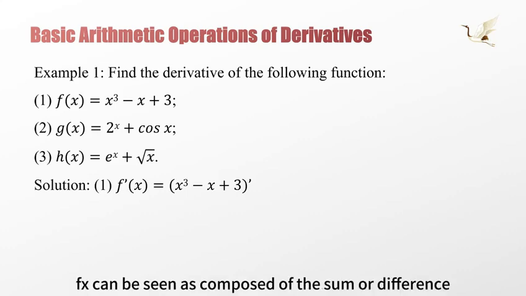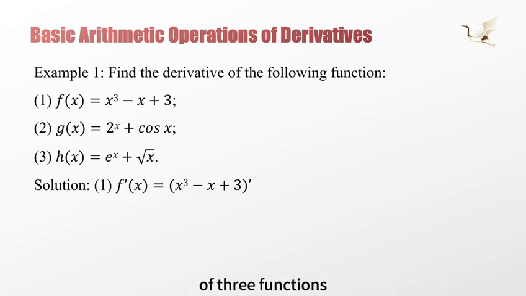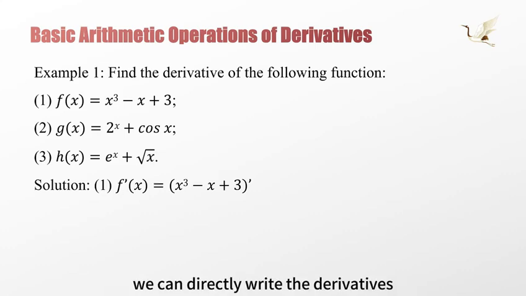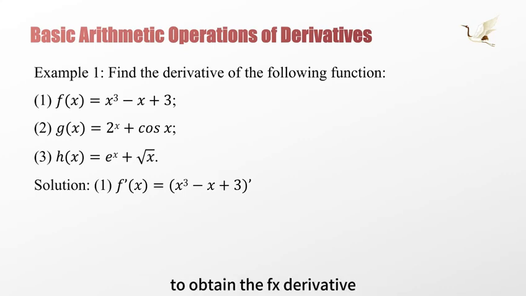f(x) can be seen as composed of the sum or difference of three functions. One is x to the power of 3, one is x, and one is 3. They are all functions of fundamental numbers. We can directly write the derivatives of these three functions based on the differentiation formula to obtain the f(x) derivative.